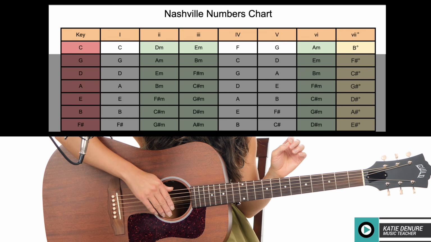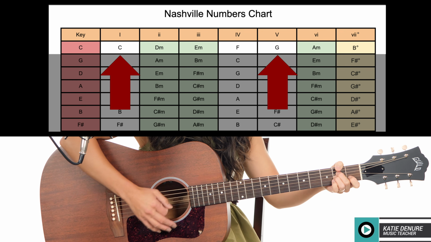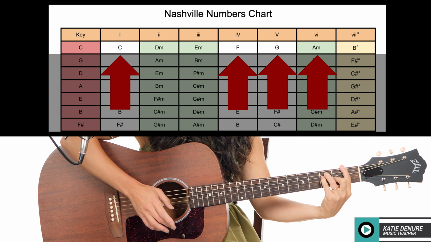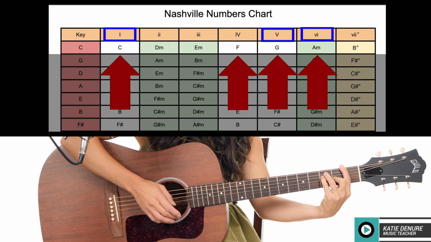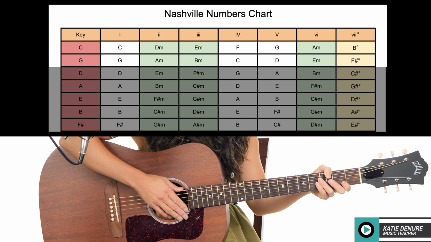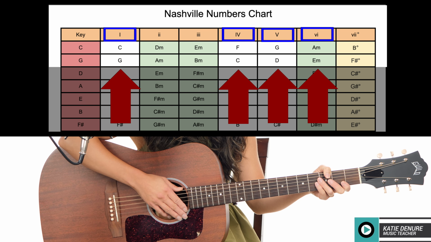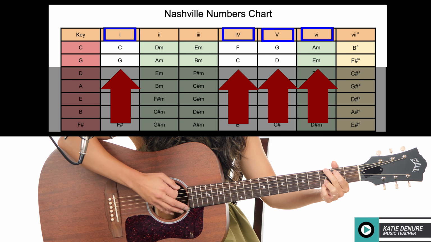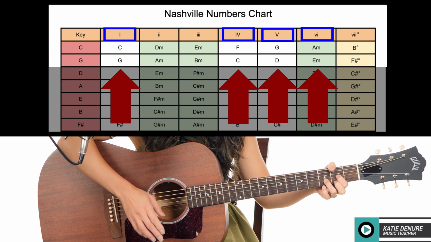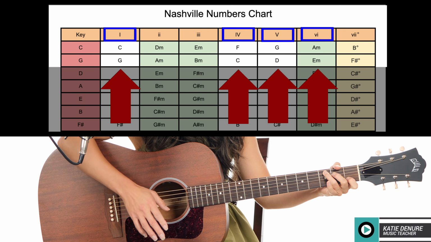If you're in C major and your progression is C, G, A minor, F, that's 1, 5, 6, 4. What happens if you move to G major? The scale changes, but the numbers stay the same. So we still are playing 1, 5, 6, 4, but now we're in the key of G. So now 1 is G, 5 is D, E minor is 6, and then we have C is 4.